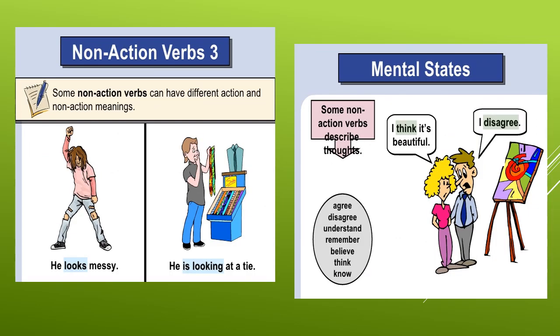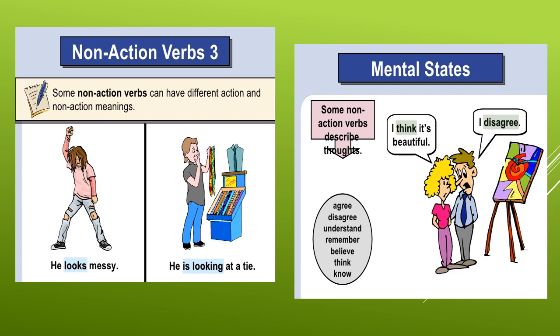Another example is like some verbs, you can do different actions, but their meanings are different. So you see the picture, first picture, he looks messy. And in the second picture, he is looking at a tie. So you can visibly see the difference in the meanings. And then there are these action state verbs which are denoting different meanings.